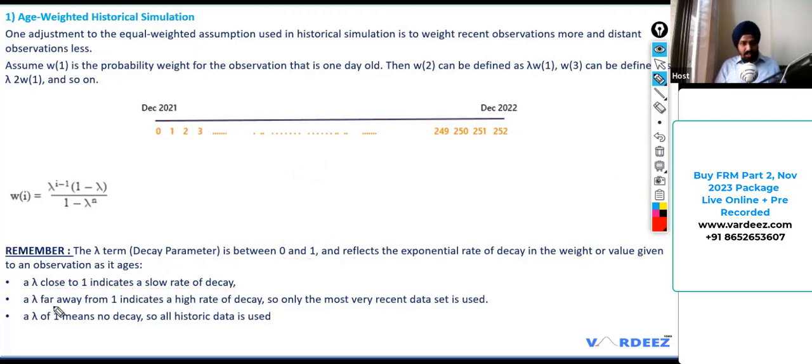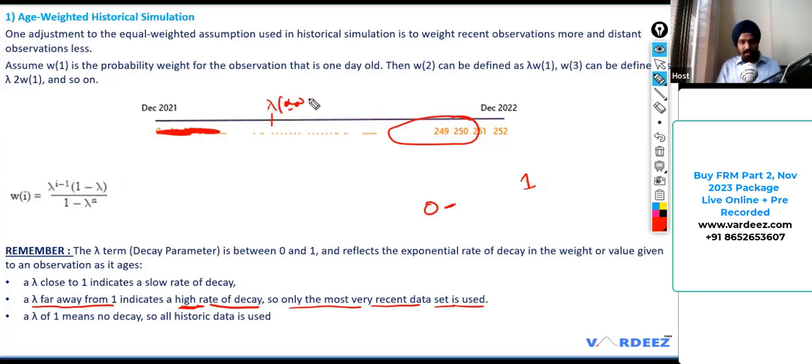A lambda that is away from 1, closer to 0, because it can only be between 0 and 1, indicates a high rate of decay. That means you're giving more and more importance to recent data, and you're actually removing the older ones. So only the very recent data is used, because there's going to come a time where the weight of observations 5, 6, whatever that is, is going to turn out to be 0. So you can remove those observations.